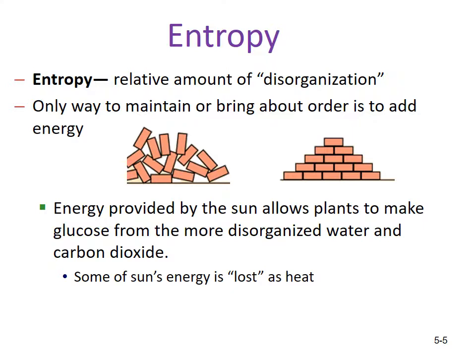So really, the energy provided by the sun allows plants and other photosynthetic organisms to make glucose, which is more organized, from the more disorganized water and carbon dioxide. Some of the sun's energy is kind of lost as heat. It's not really lost, but that heat doesn't go into organizing the water and carbon dioxide into a glucose or simple sugar molecule.